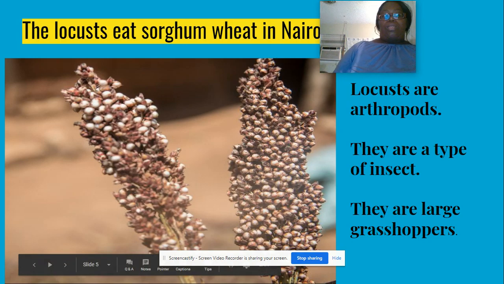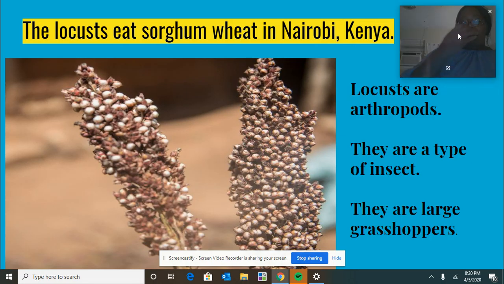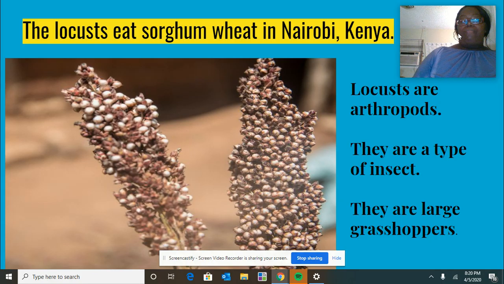The locust is a problem because they're eating up the crops in Nairobi, Kenya, which is a part of Africa. Locusts are arthropods. These are a type of insect, and they are really large grasshoppers. And so it becomes a problem if we don't keep some of these things in control.